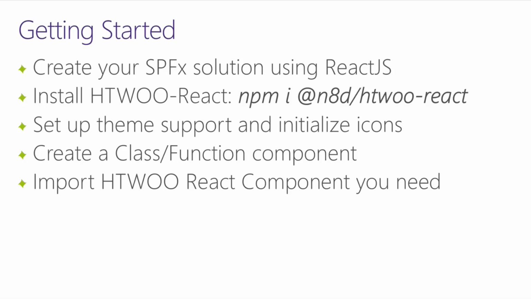You can also build an external React.js application and use these components in that as well. You would then install H2O React, and you do that by just an npm install of the H2O React library. You set up theme support, you initialize icons, you then create your class or function component, and then you import the H2O React component that you need.